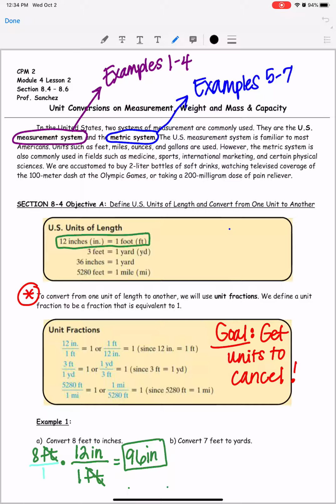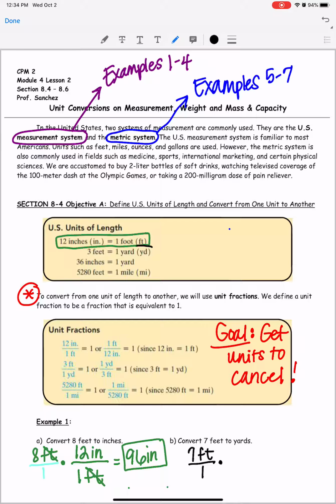So here on B, it says convert 7 feet to yards. So start with what they give you. We're given 7 feet. Put that over 1 if you want to, if you need to. And then times that by. So I'm going from feet to yards.